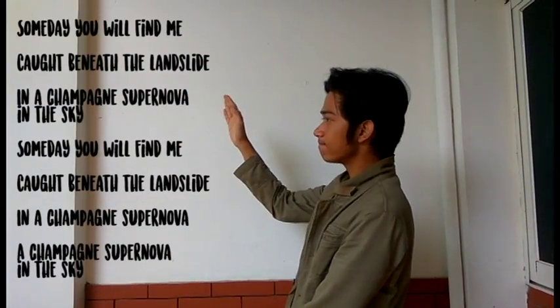Linking r can be found in many popular songs. For example, in the very popular song of Oasis, Champagne Supernova, you can find an example of linking r in the refrain: Champagne supernova in the sky. That's all for the linking r.